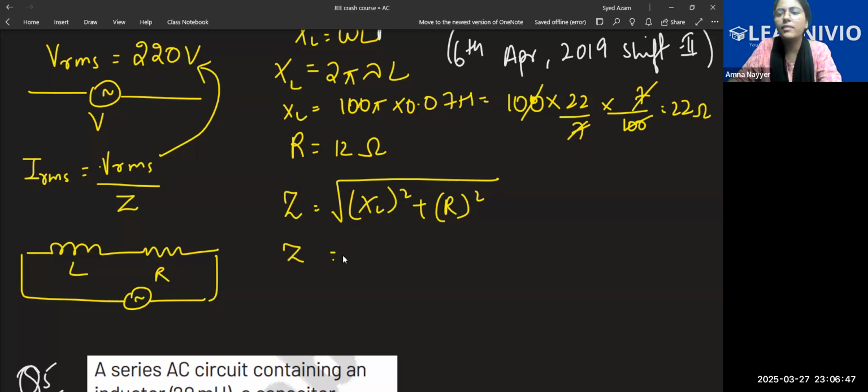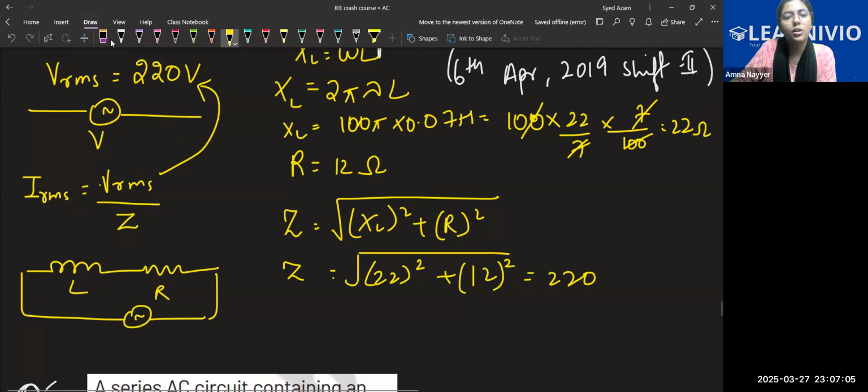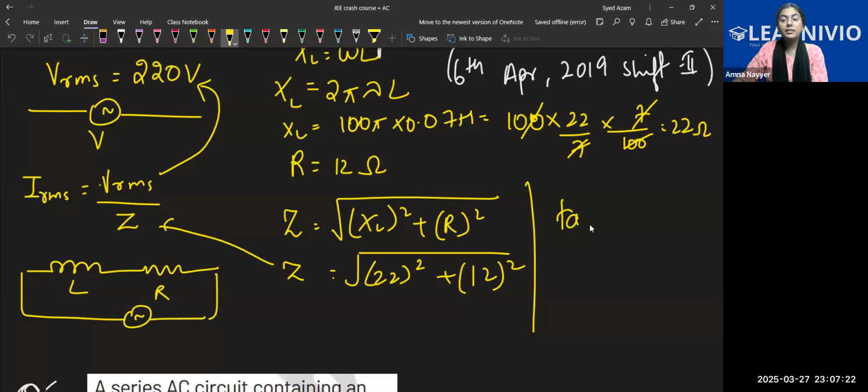XL we have calculated as 22. So 22 whole square plus R is 12. This is also forming a Pythagorean triplet only. This will be 220, right? No, this won't be 220. This is 22 whole square plus 12 whole square, 144. So you calculate whatever value of Z you are getting. IRMS, you will simply put it here. You will get IRMS.